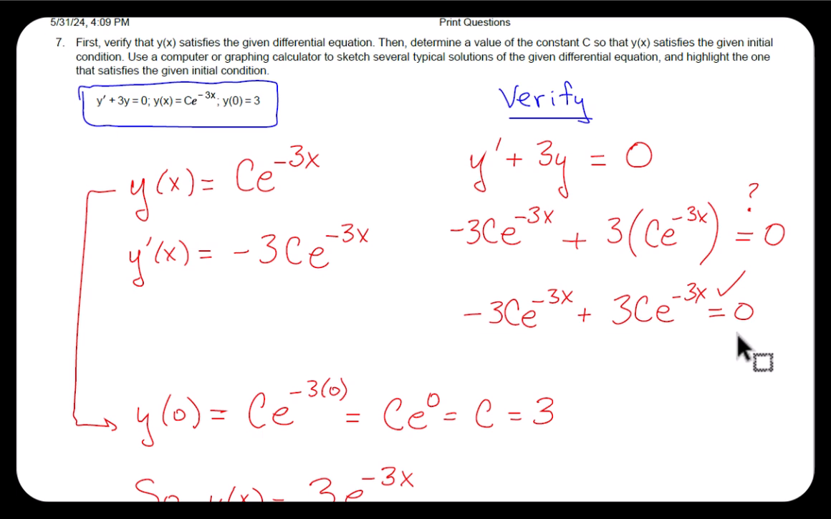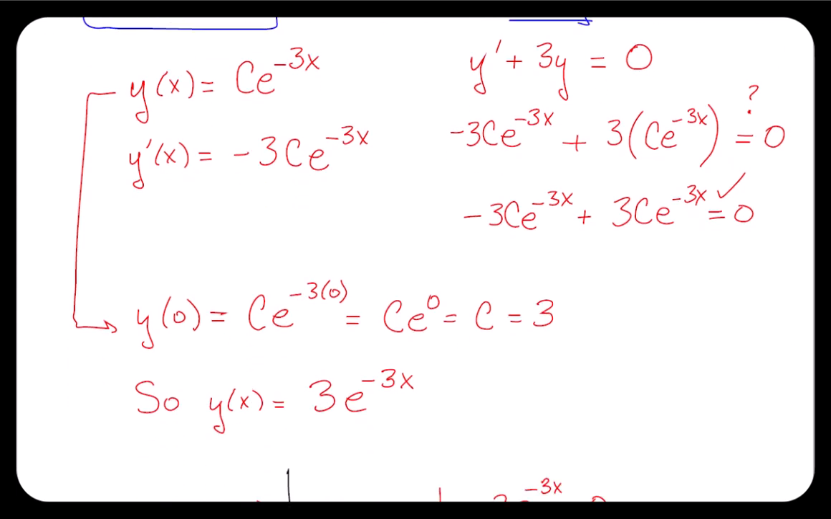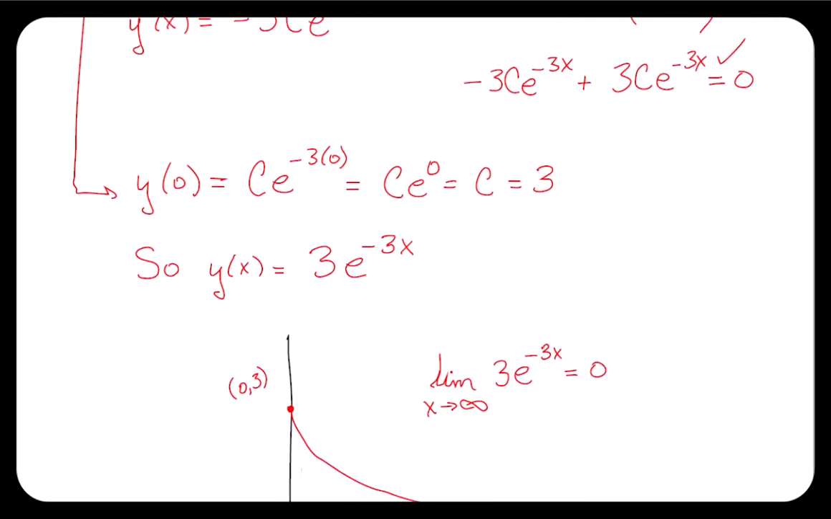Yes, that is 0. All right, if I use my initial condition, which was y of 0 is equal to 3, we can figure out what this c must be. So y at 0 is equal to 3. All right, so plug in 0. Minus 3 times 0 is 0. But e to the power of 0 is 1. And so that tells me that c is equal to 3.